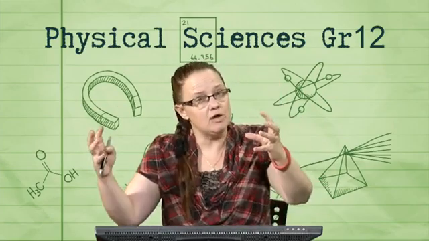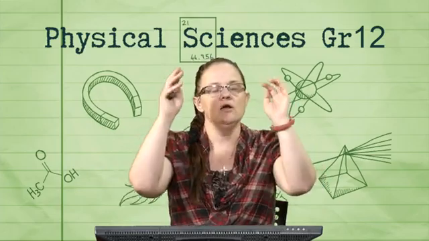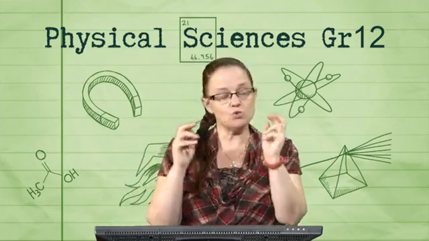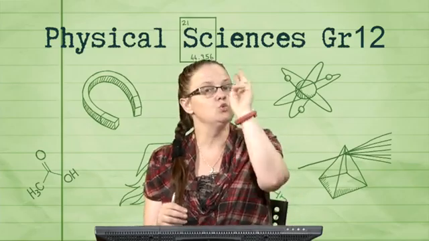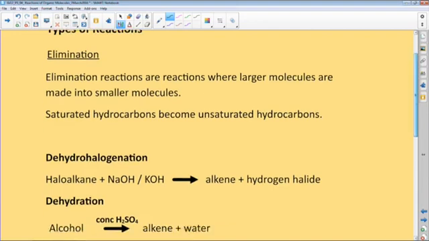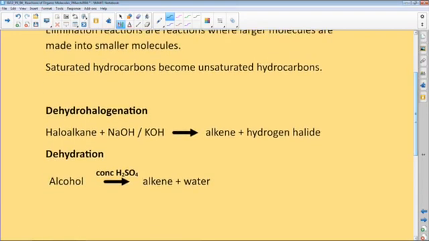We also have elimination reactions because we take bigger molecules. It's not cracking. We'll get to that later. We're taking bigger molecules and we make smaller molecules. Elimination must also give me 2 products at least. So, first one is dehydrohalogenation. Now watch here. If you look at the first part of that, that looks the same as the substitution reaction.